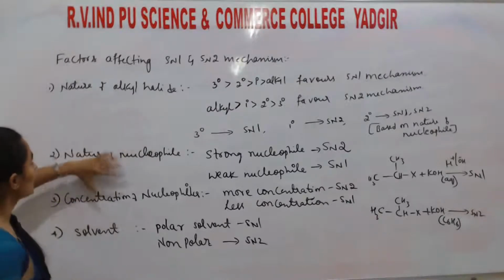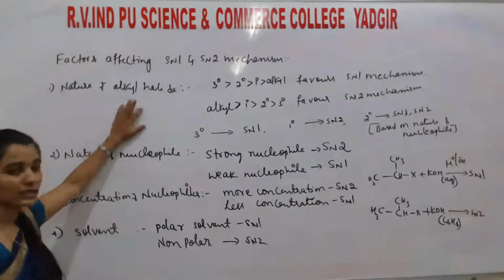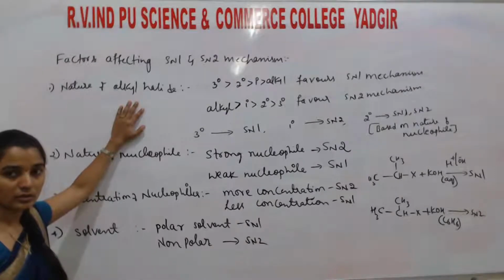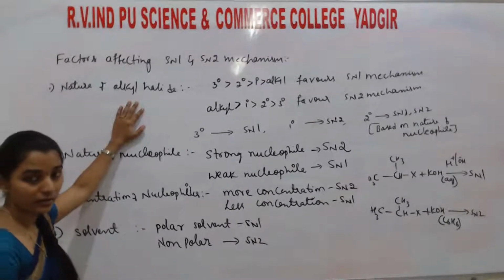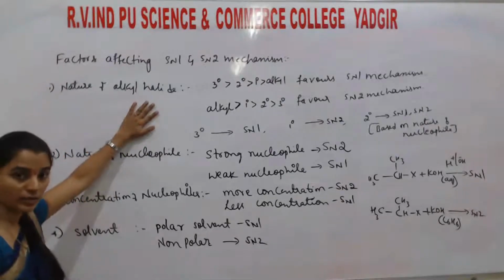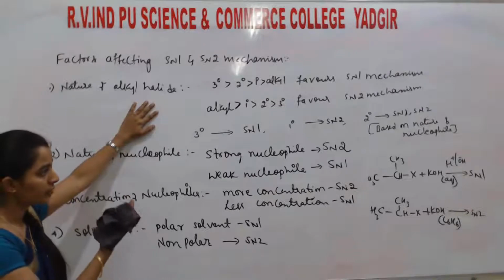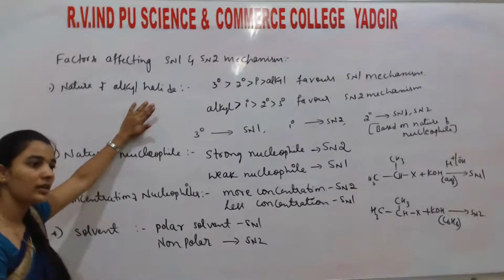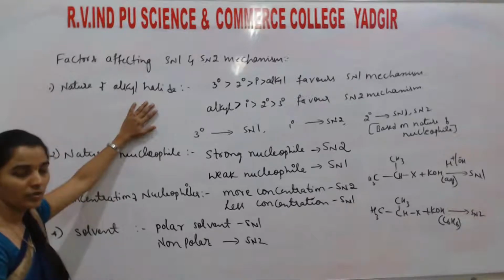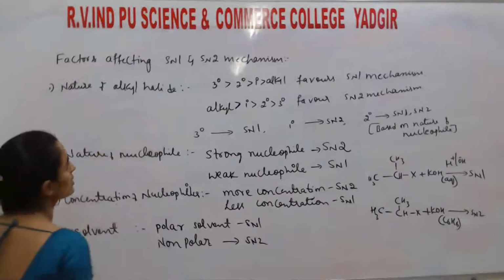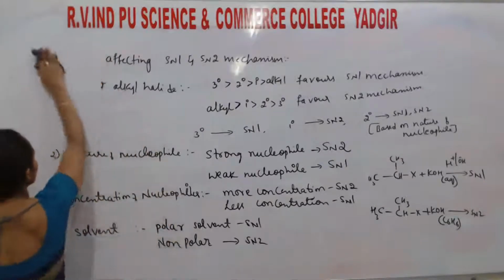So this is all about factors affecting SN1 and SN2 mechanisms, important for the NEET examination. They may ask primary, secondary, tertiary in different solvents, different mechanisms, different nucleophiles, or different alkyl halides. The most important thing is factors affecting SN1 and SN2 mechanisms. The next one is the difference between SN1 and SN2.